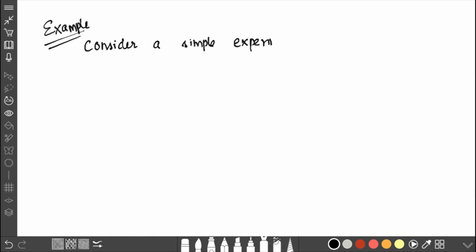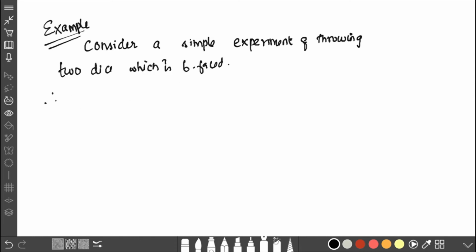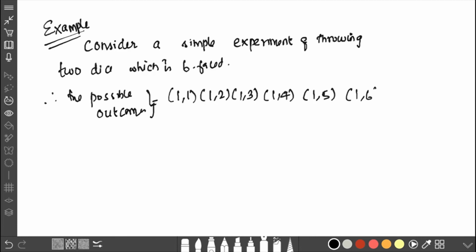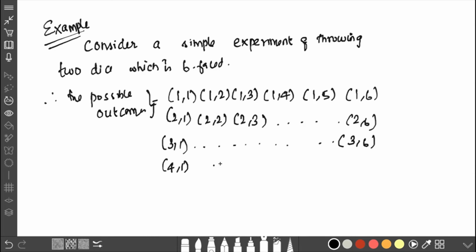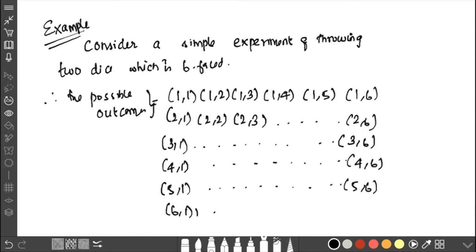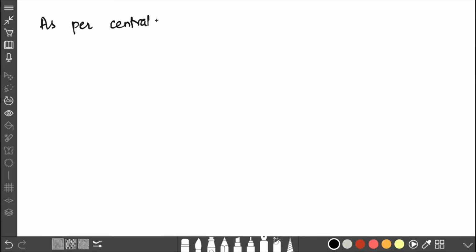Now we will consider an example so that it will be better for you to understand the concept of the central limit theorem. I am going to consider a simple experiment of throwing 2 dice, each a 6-faced dice. The possible outcomes, as you know, start from 1,1, 1,2 up to 1,6, then 2,1 to 2,6, and extend till 6,6. Each face gives 6 outcomes, so there are 6 cross 6 possible outcomes, which is 36.